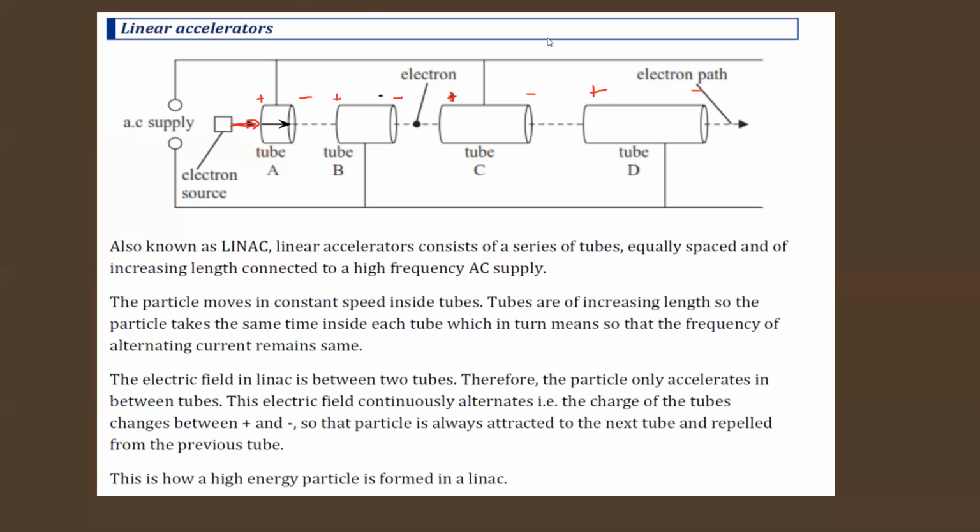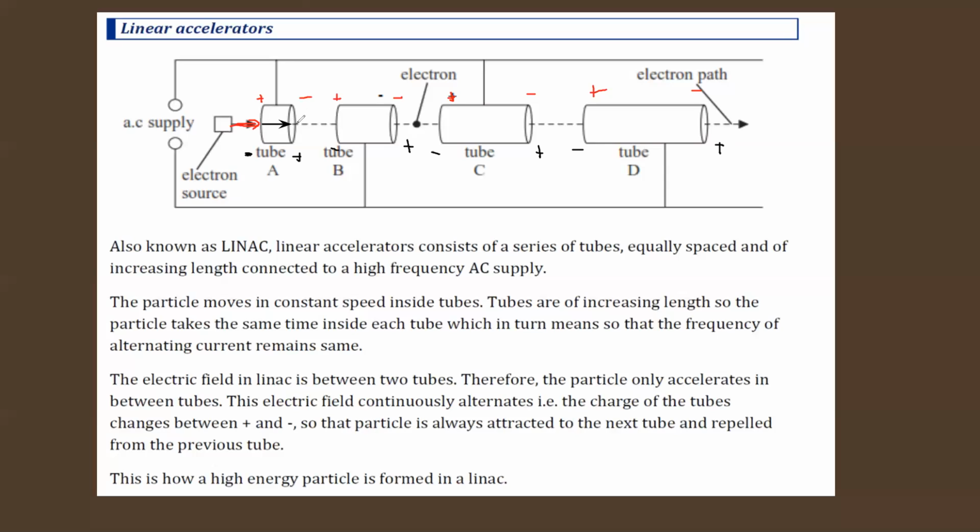So when the electron is within the tube, because it's an AC supply, one end will be negative and the other will be positive. But this will not affect the motion of the electron. Why will it not affect the motion of the electron? Because within the tube there is no resultant electric field. That's why the electron is not accelerated.